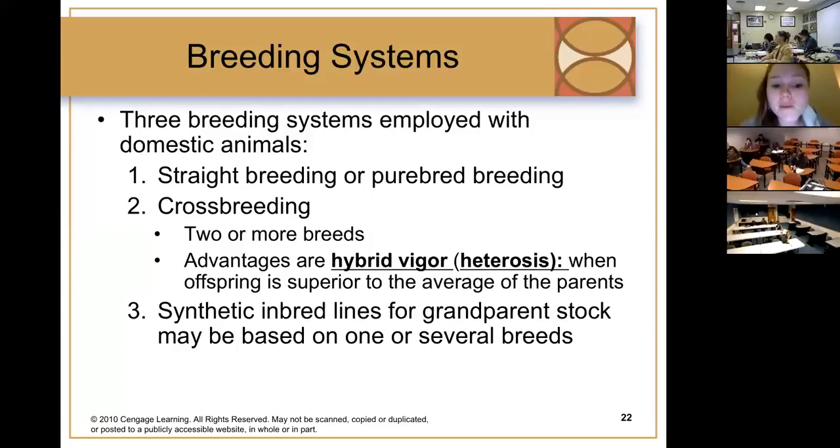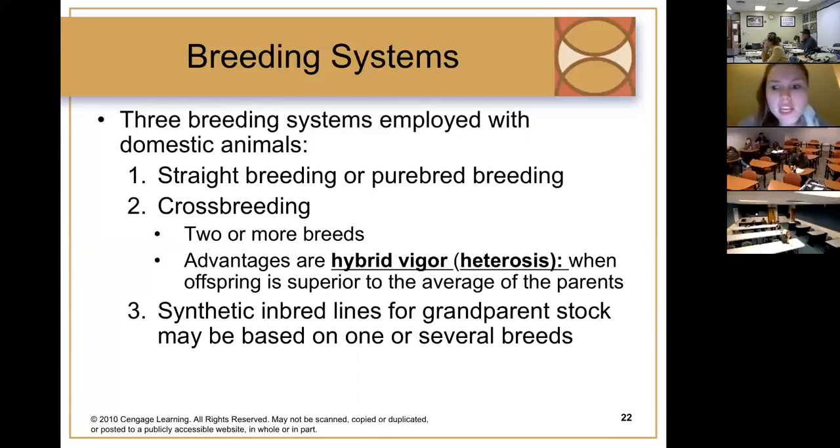Another good example would be if you breed an Angus to a Hereford and you get a Black Baldy. That Black Baldy is going to maybe have the demeanor of the Hereford cattle, but it might have the carcass quality of the Angus. So that would be a good example of hybrid vigor and why people crossbreed.